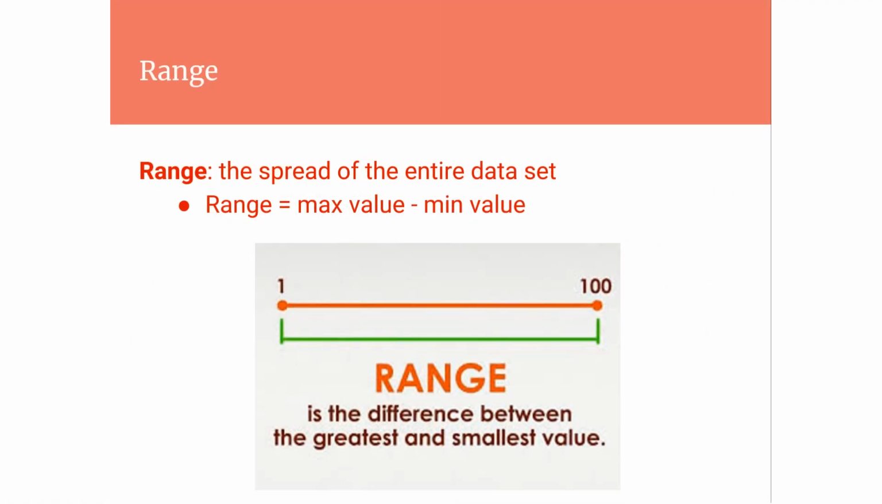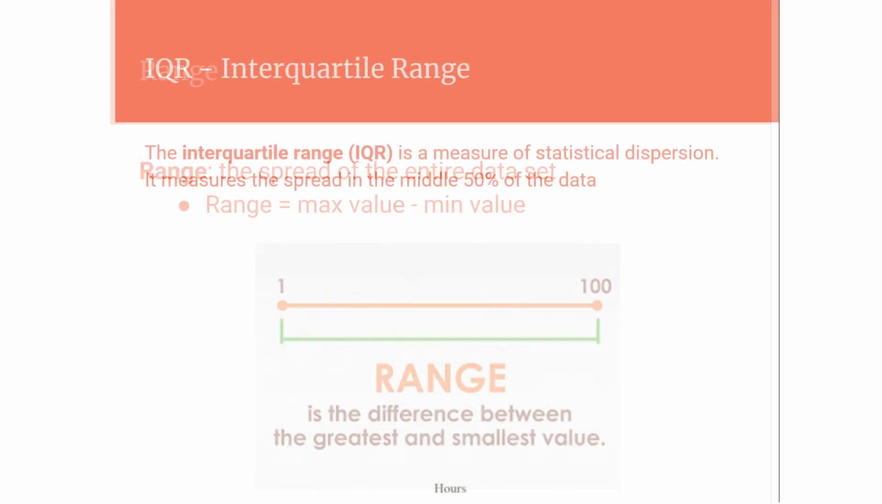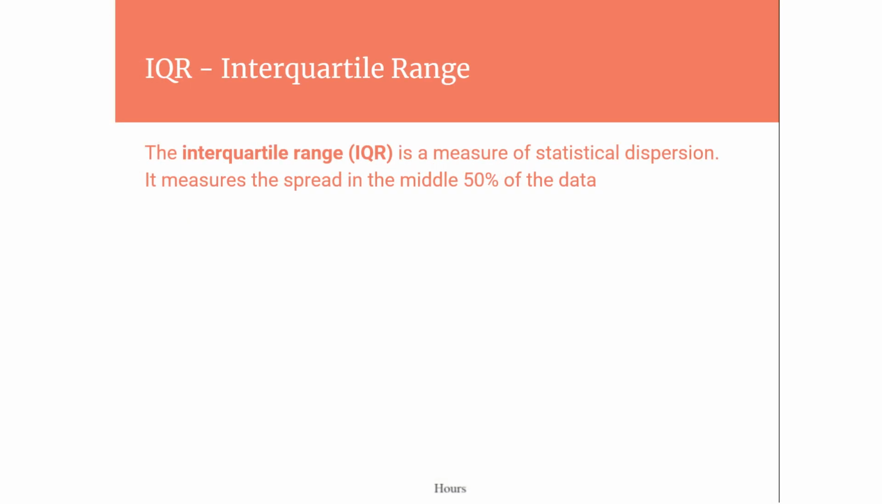Range is the spread of the entire data set. The range is equal to the maximum value minus the minimum value. The interquartile range is a measure of statistical dispersion. It measures the spread of the middle 50% of the data. Your interquartile range, as we've said, is the third quartile minus the first quartile. It's not affected by extreme values, unlike the range.